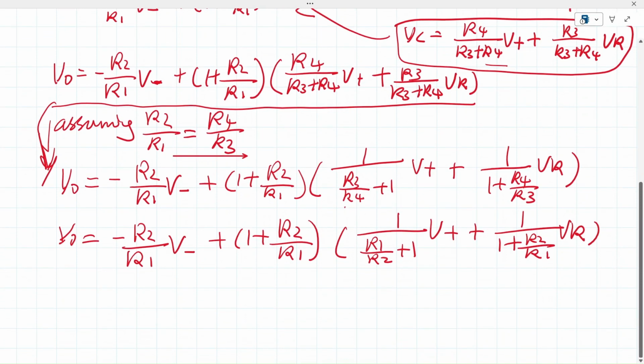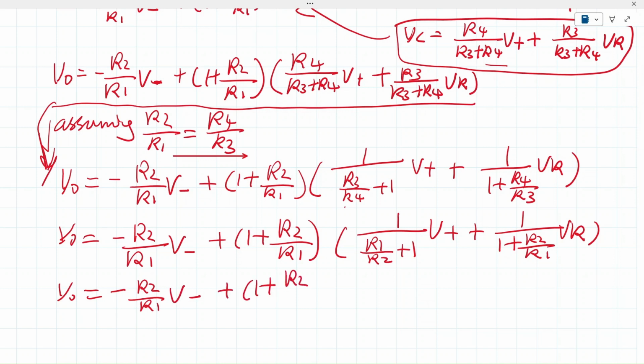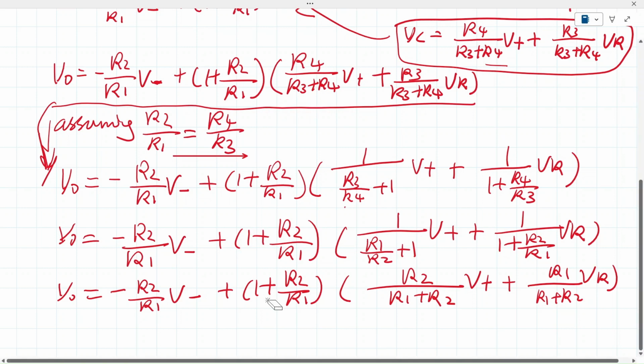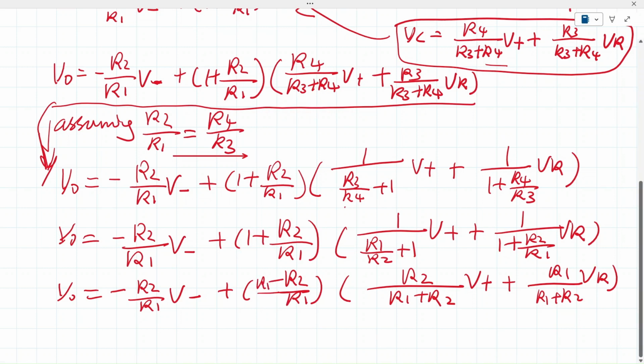Okay, let's simplify this again. Vout equals minus R2/R1 V minus plus (1 plus R2/R1), and here we multiply R2 on both the top and bottom, so we get R2/(R1 plus R2) V plus. By the same token we multiply R1 on both the top and bottom, so we get R1/(R1 plus R2) VR. And this, we know, is equivalent to R1 plus R2.